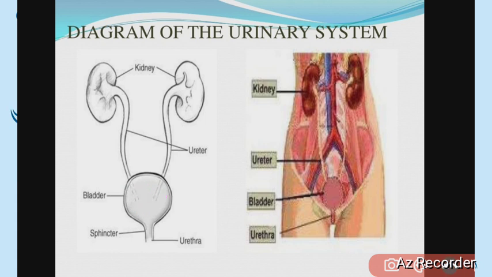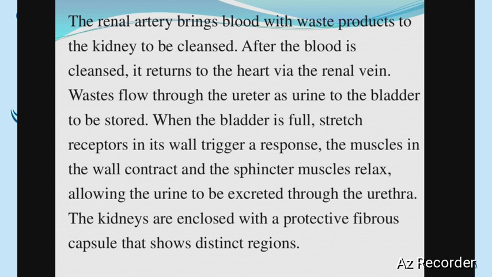As a result of the contraction of the detrusor muscles, the sphincter dilates automatically. I want you to understand that we have two sphincters: the internal urethral sphincter and the external urethral sphincter. The internal sphincter is involuntary. The external sphincter is voluntary. That means I can never control my internal sphincter.